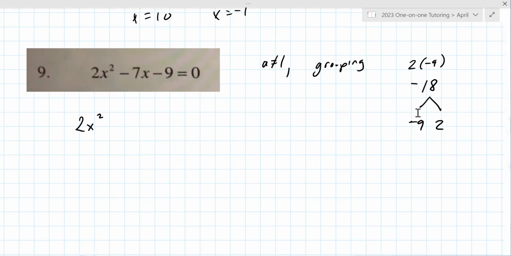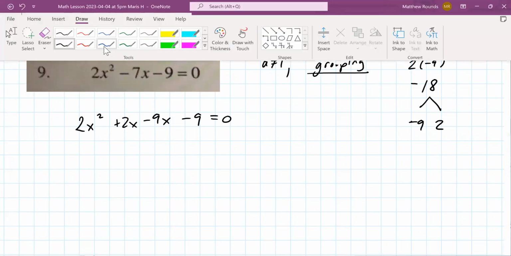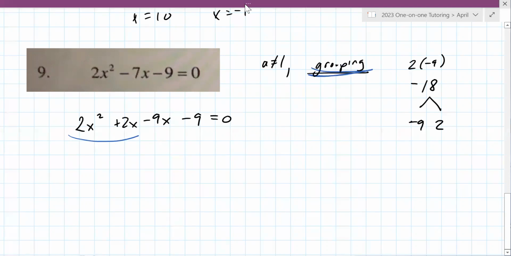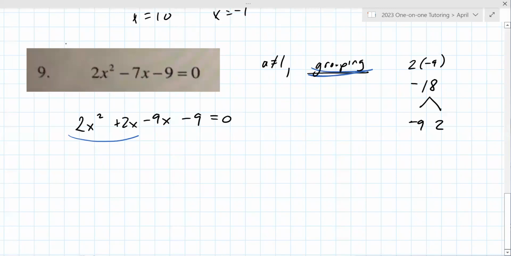Excuse me, I'm maybe going to sneeze here. Plus 2x minus 9x minus 9. And I wrote the word grouping here. You end up grouping the first two. What is the GCF between them? It's kind of 2x. 2x, good. And then you got to figure out what goes in parentheses here. What goes here? You're dividing each of these by 2x.